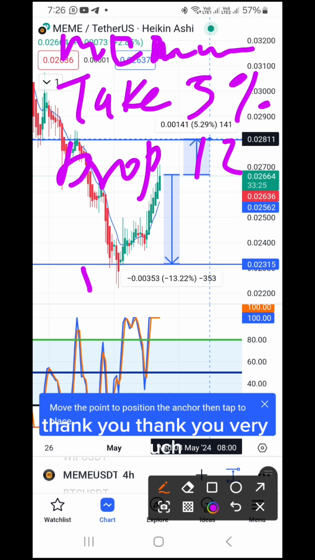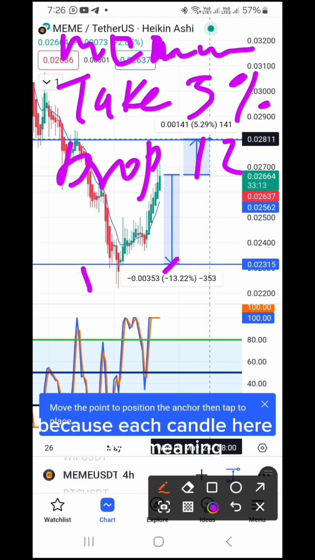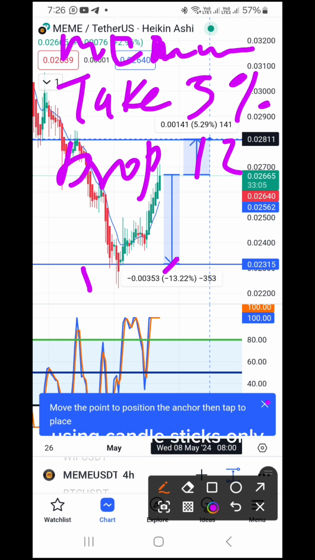Thank you very much. Hope to meet you in another tutorial where I'll be elaborating again more on candles. I'll be showing you more about candles because each candle here has a meaning. So I'll show you how to even get a trade setting using a chart pattern, using candlesticks only. So today, go with that condition. It will help you to get a capable signal for yourself.